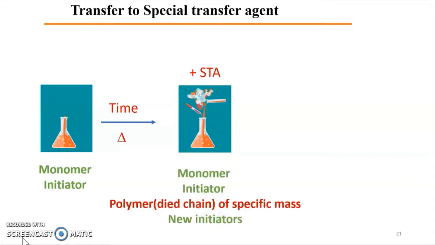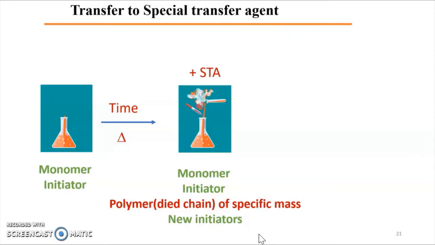So in the medium, we will have the remaining monomer which should not react yet. We have the initiator which is not decomposed yet. We have the dead chains formed due to the transfer of the active radical from the propagating active chains to the special transfer agent, and thus we will have new initiators. So whether the remaining initiator or the new initiators, now they will start the polymerization again. So we have, up to this point, polymer chains having specific molar mass, specific length.